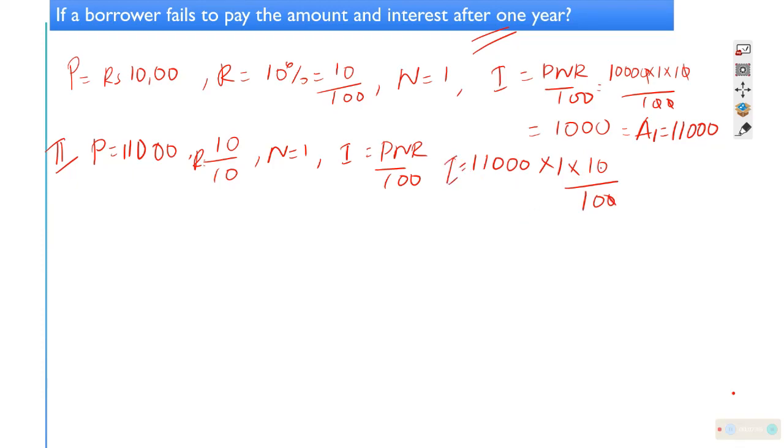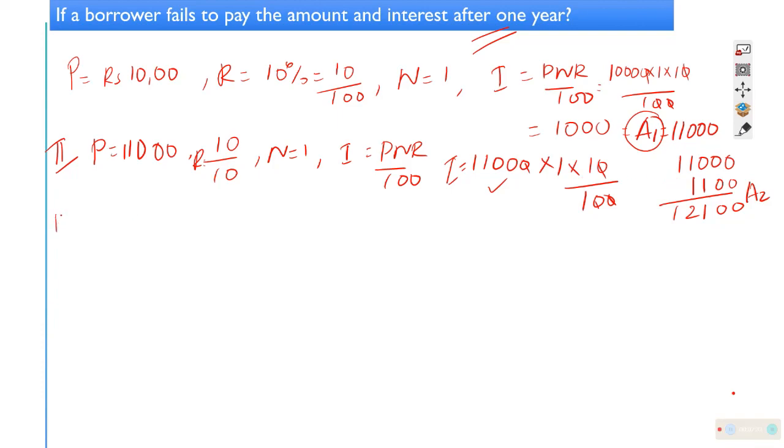If you cancel this, it becomes 1,100. So this is the amount at the end of the first year, 11,000 is the principal of the second year. Along with that, 1,100 will be added. 12,100 he has to pay at the end of second year. For your understanding, I am saying.